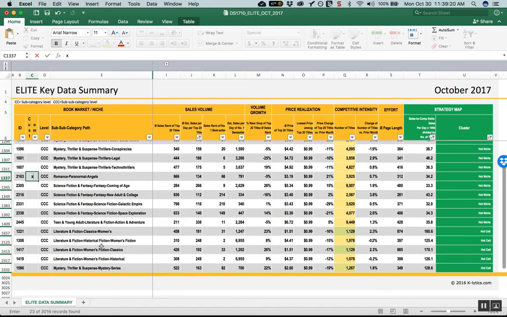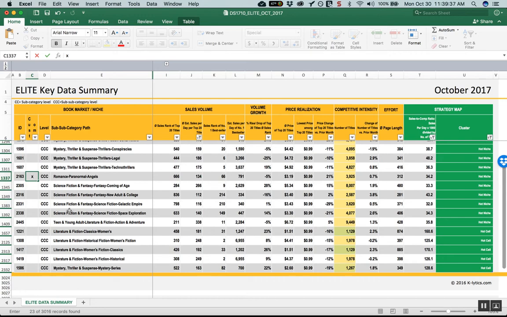Don't do that. All right, so let me pick a few more. I don't write historical or classics. No classics. I don't really write teen and young adult. I'm not interested in that. I do write in science fiction.